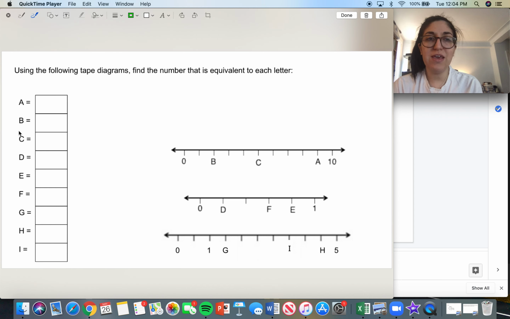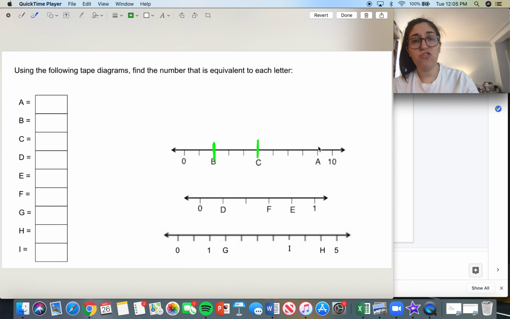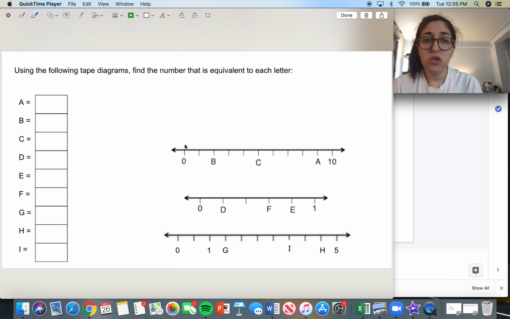So you see we have A, B, C, D, E, F, G, H, I, and here we have A, B, C, D, E, F, G, H, I. And our job is to figure out, what number would this B be? What number would this C be? What number would this A be? I want you to notice a couple things, and we're going to start with this first number line. You'll notice that we start at 0, we end at 10.